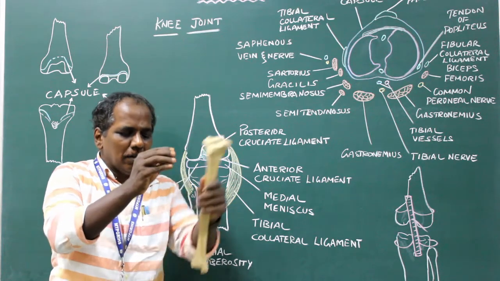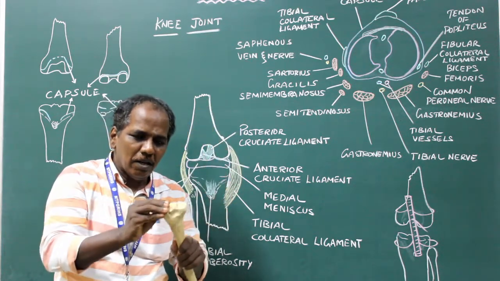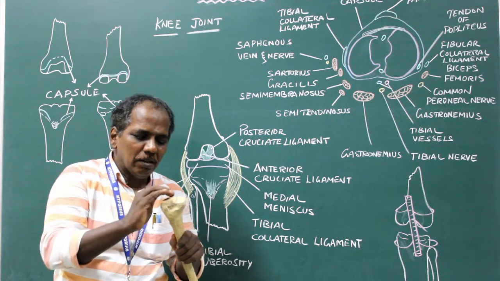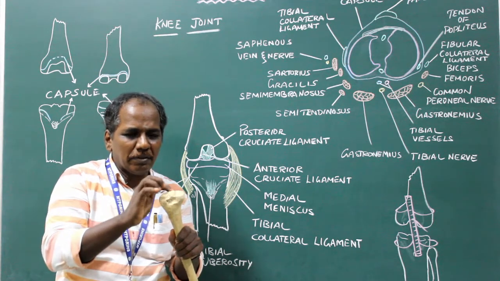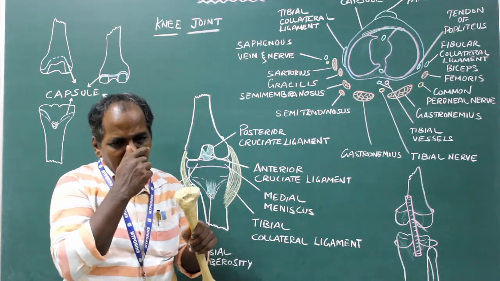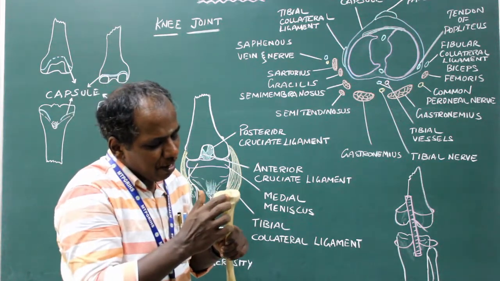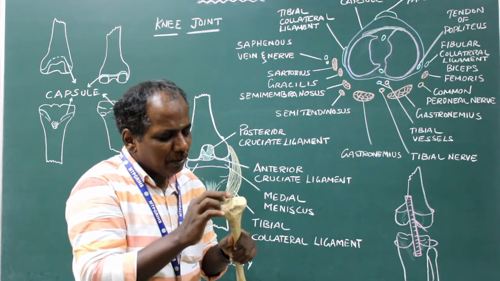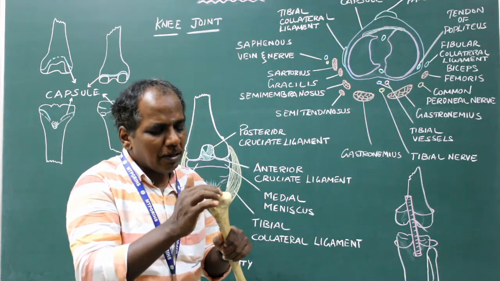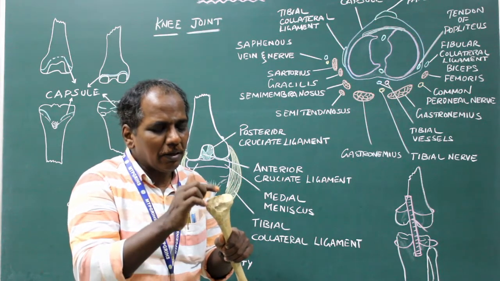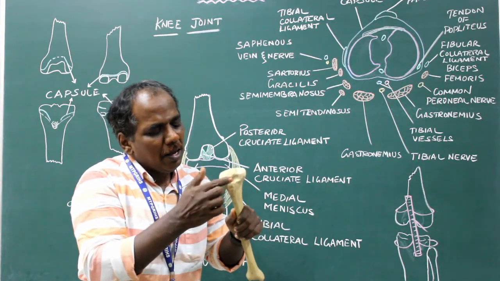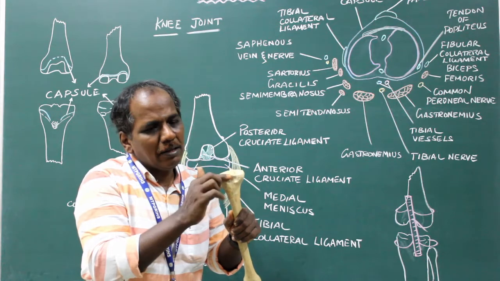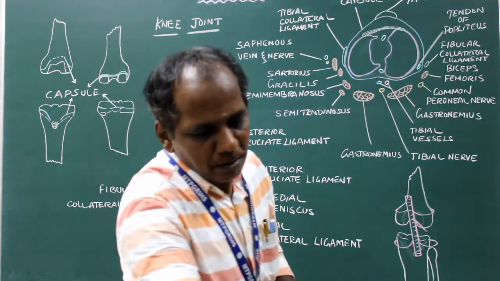This is the lateral condyle, this is the medial condyle, and this is the intercondylar area between the two articular surfaces. The intercondylar area has an anterior part, a posterior part, and a middle part, the intercondylar eminence. So behind the intercondylar eminence is the posterior part of the intercondylar area, and in front of the eminence is the anterior part of the intercondylar area.